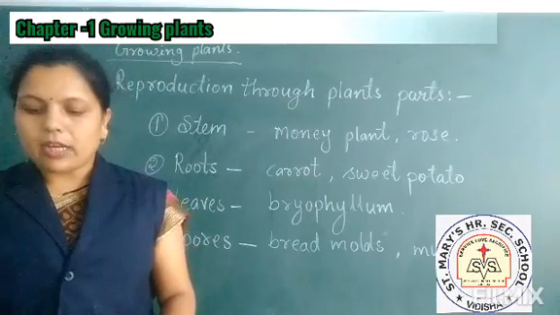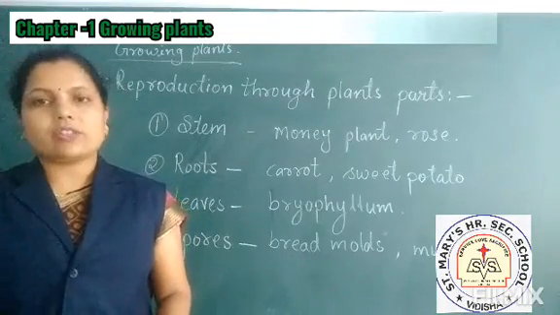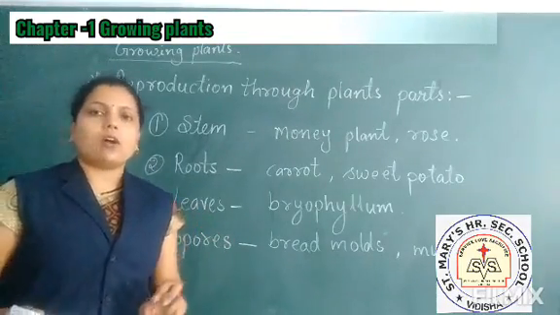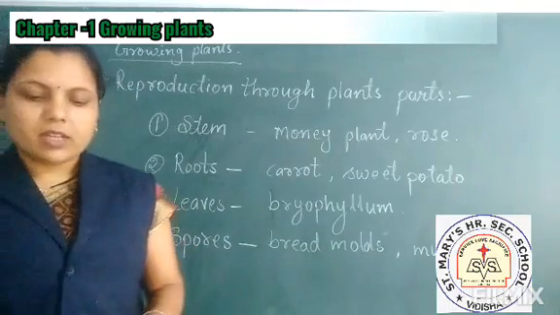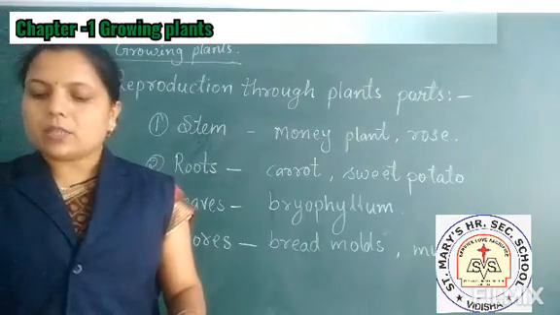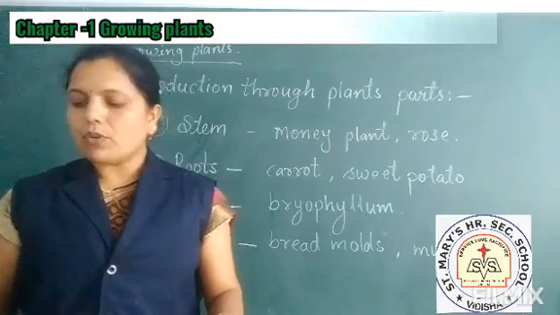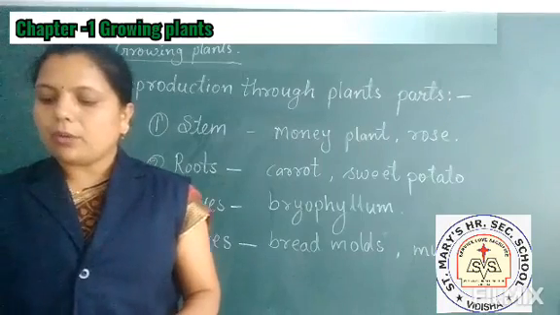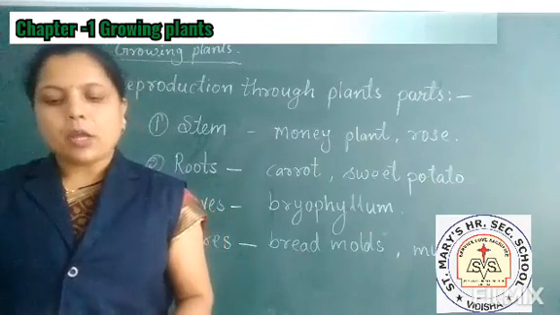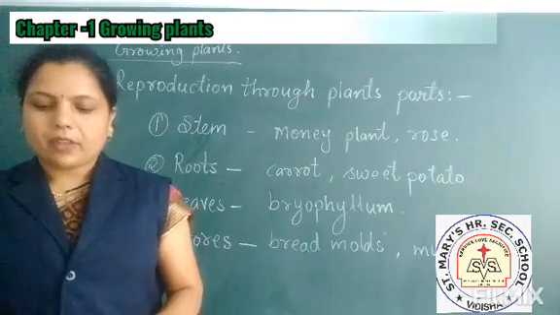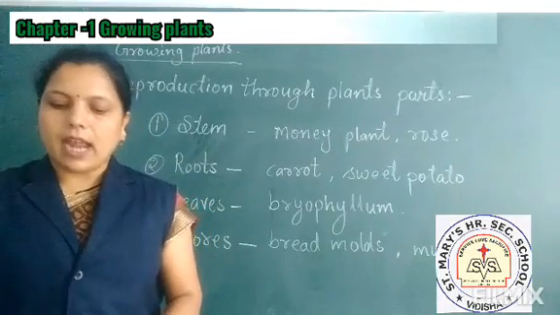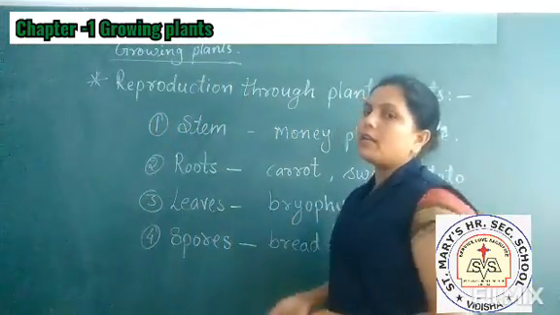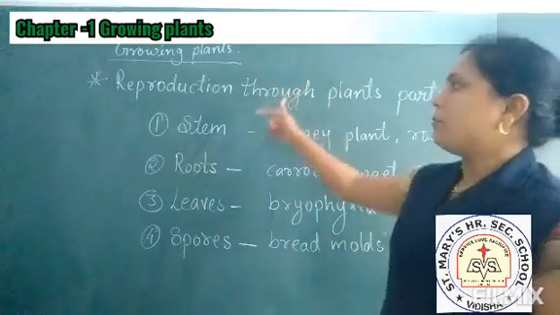They produce tiny dot-like structures called spores. These spores, which are found at the back of fern leaves and on bread molds and mushrooms, are dispersed by wind and later grow into new plants. So this is how the new plants grow by the different plant parts.